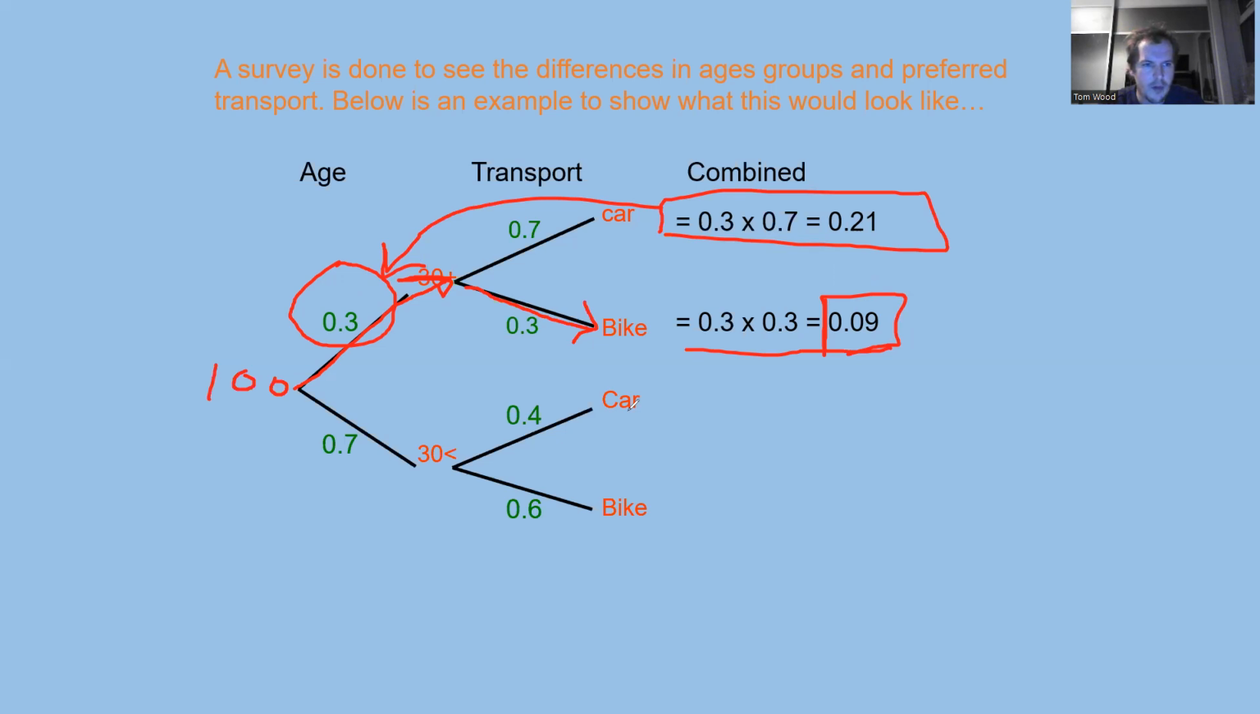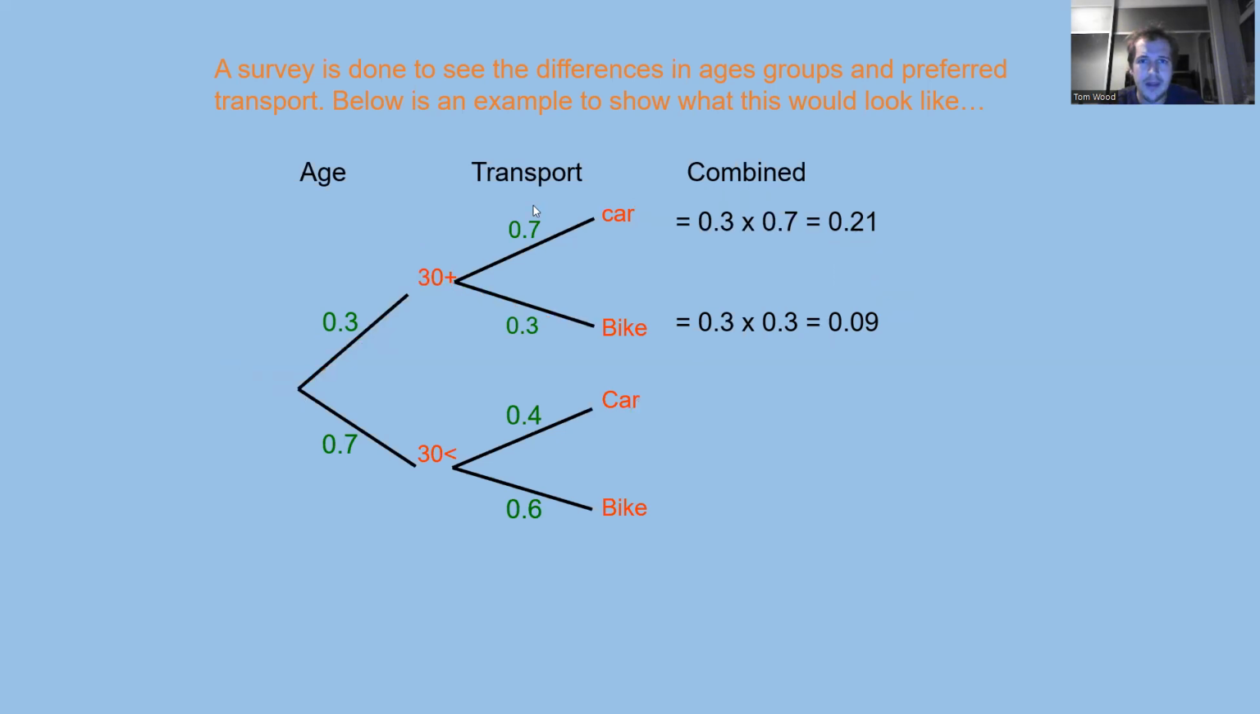Just to really draw this bit home, I'm sure you can already predict what my next question is going to be. What is the likelihood that, if I pick someone at random, they are under 30 and they like to travel by car?